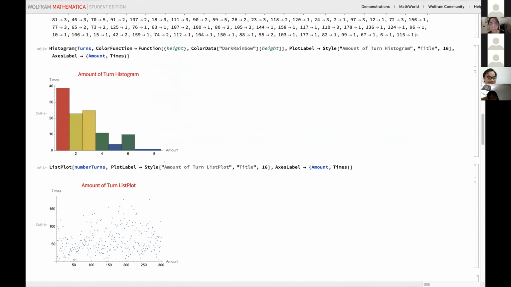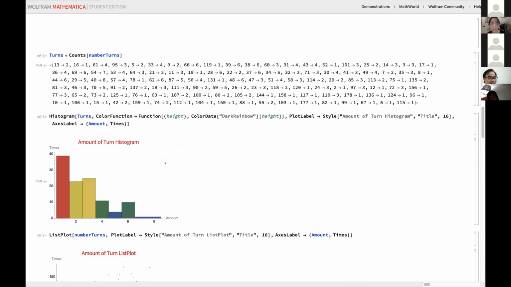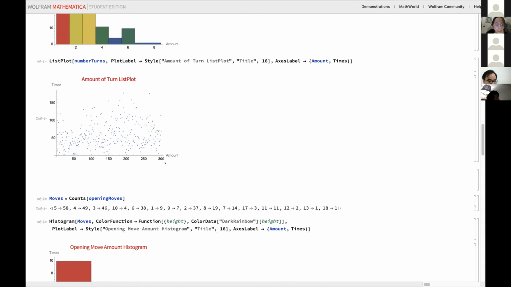What's a turn? Sorry, just curious. The number of turns each player did per game. Just how many moves? What's the difference between moves and turns? Oh, I'm not sure. I'll make sure I know the difference. Okay. Curious.